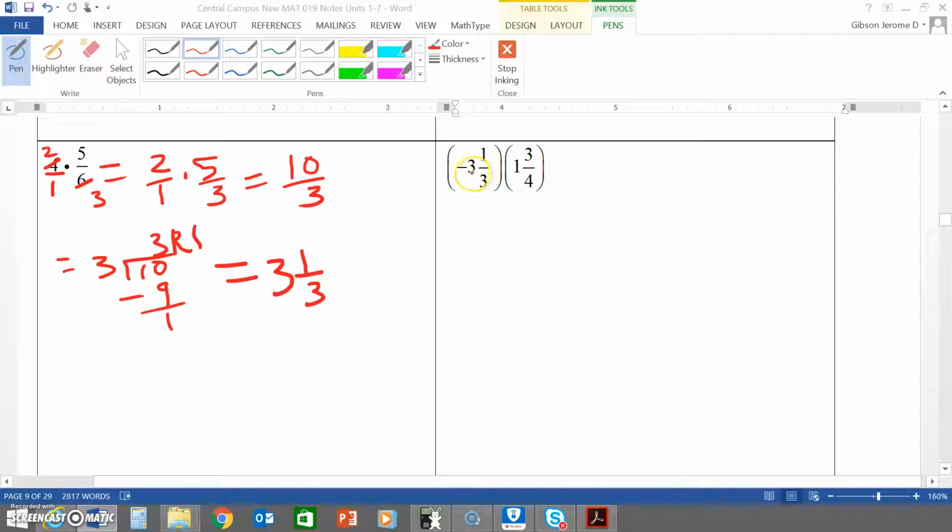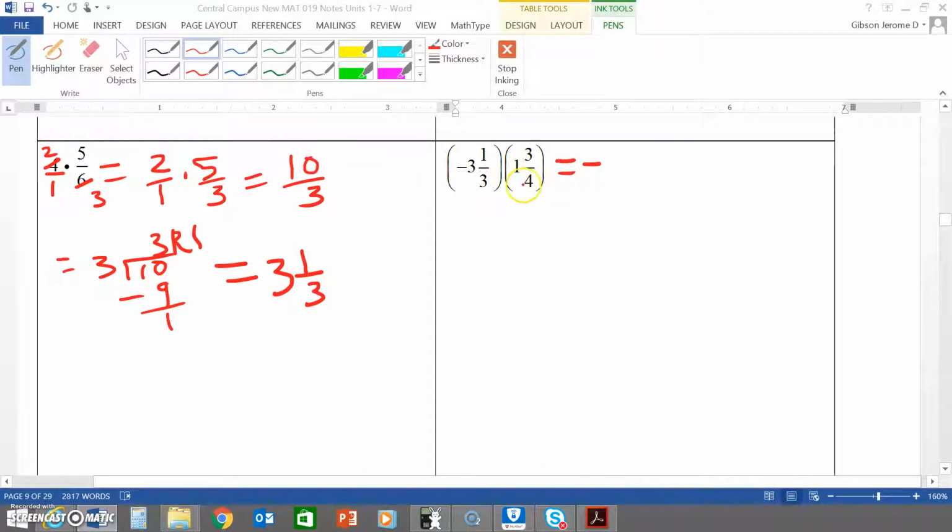Okay, now we come here to this problem. Now we have a mixed number times a mixed number. First, let's take care of this. A negative times a positive, we know our final answer is going to be negative. So we don't even have to revisit the negative sign until we write our final answer.